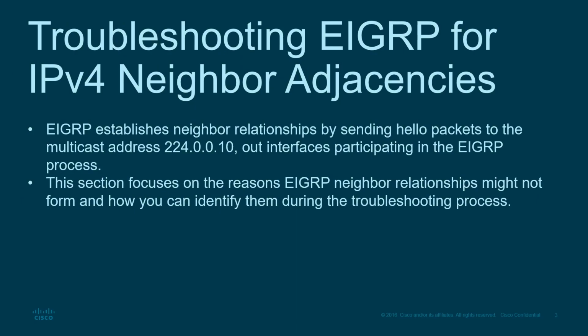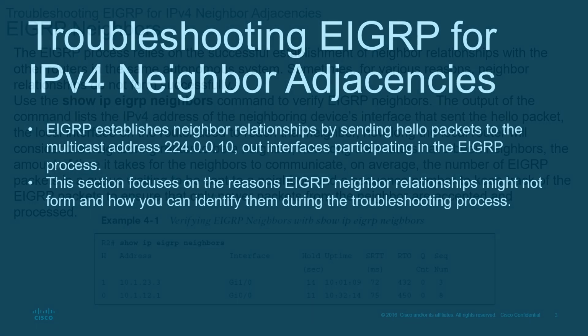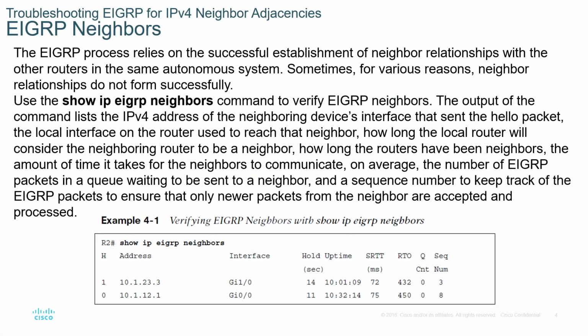So just remember that we communicate via multicast address 224.0.0.10 between the devices, and we need to have a relationship established before we'll share the lovely routing tables information between devices. So there's quite a few reasons why an adjacency will not form.